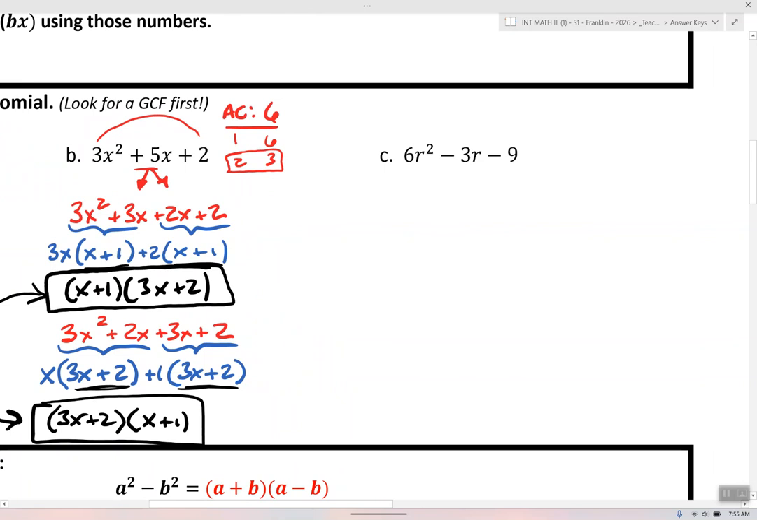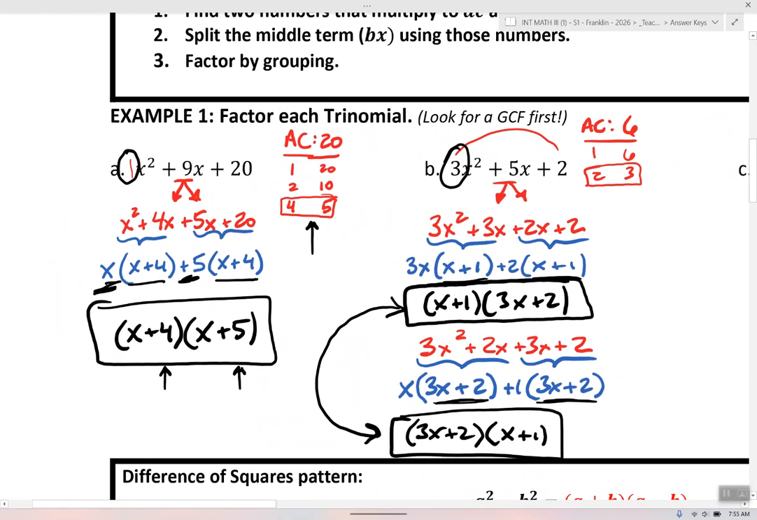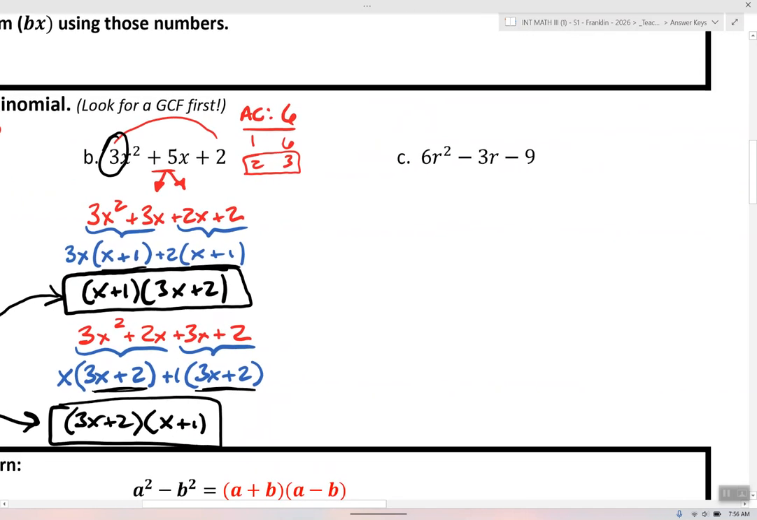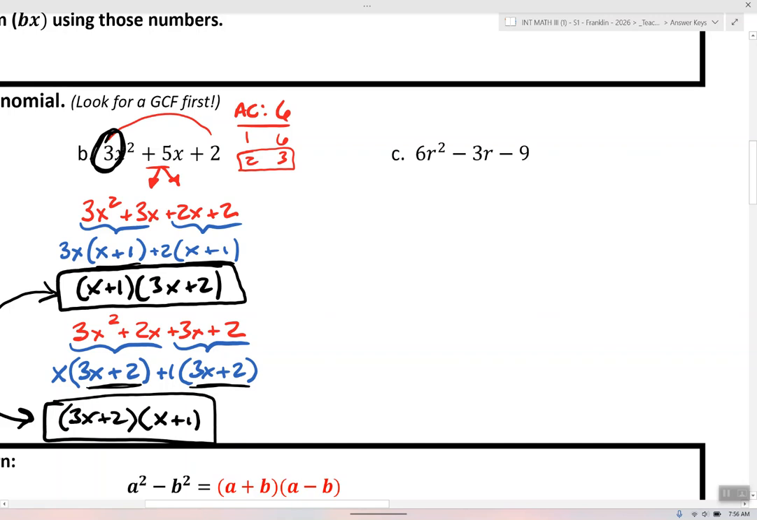But notice I did not have a leading coefficient of 1. I had a leading coefficient of 3. And so the numbers that we found here are factors a little more complicated than that. So whereas on example A, the two numbers we found were exactly the two numbers that were in the factors at the end, 4 and 5. Didn't work out the same way here because my leading coefficient was not 1.